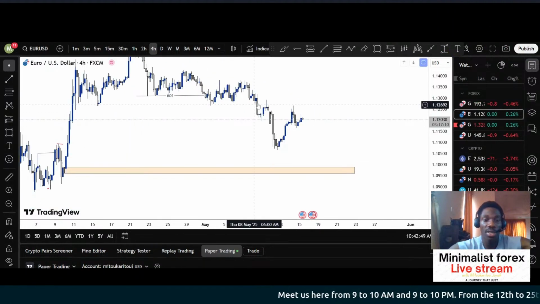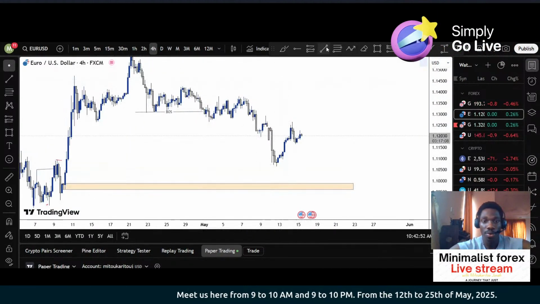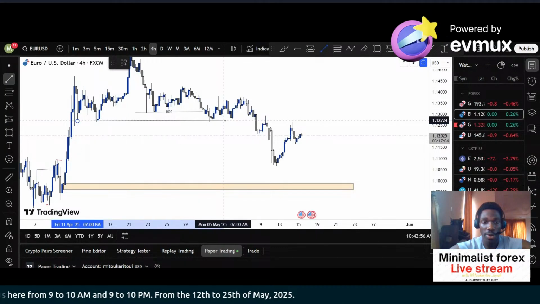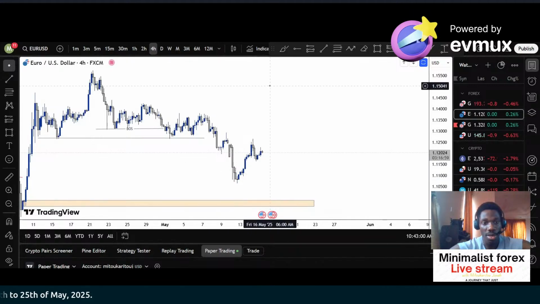In the meantime, let's track what price has been doing. We have a low here. The price broke. So we're expecting a pullback, right?